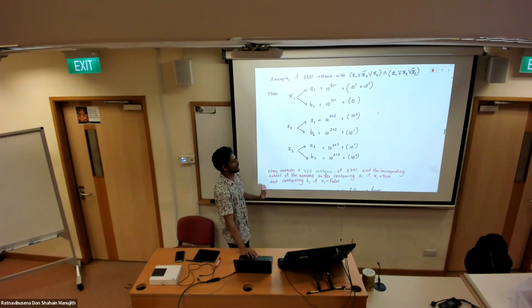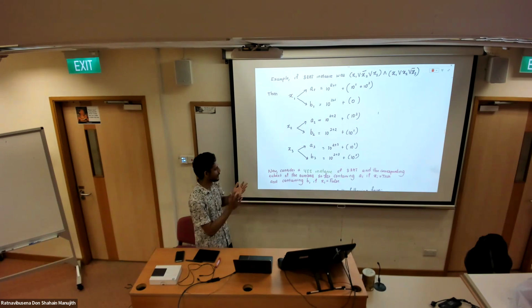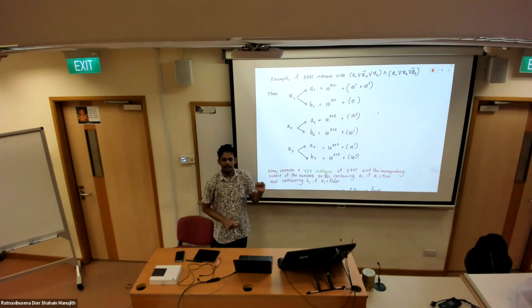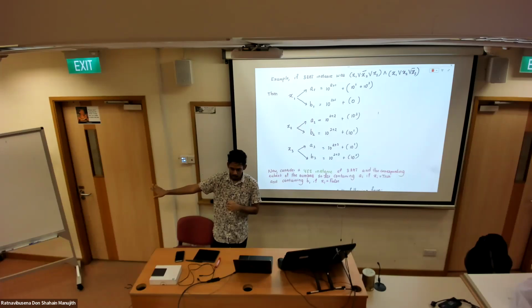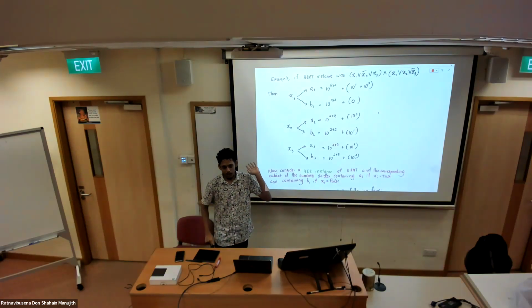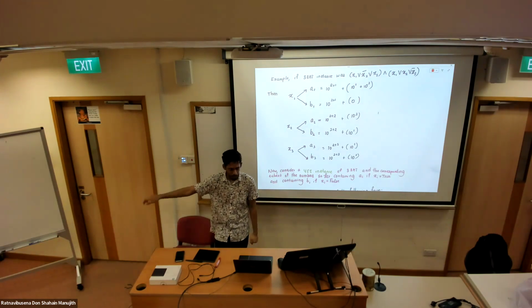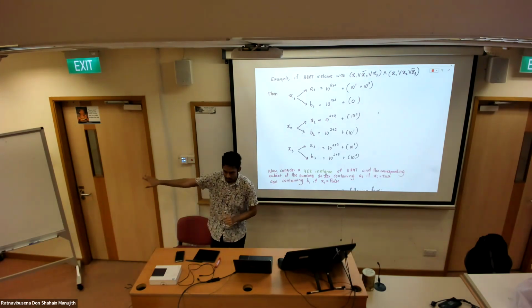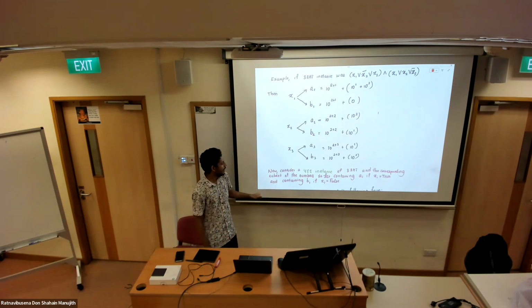Now, consider a yes instance of 3SAT and the corresponding subset of the numbers so far, containing ai if xi equals true and containing bi if xi equals false. So we have a 3SAT instance, and you're given some assignments: x1 is true, x2 is false, and so on. If x1 is true, you select a1 in your subset sum problem. If x2 is false, you select b2. If x3 is true, you select a3. Then you sum all the a's and b's together. I'm talking about that sum. Keep that in mind.